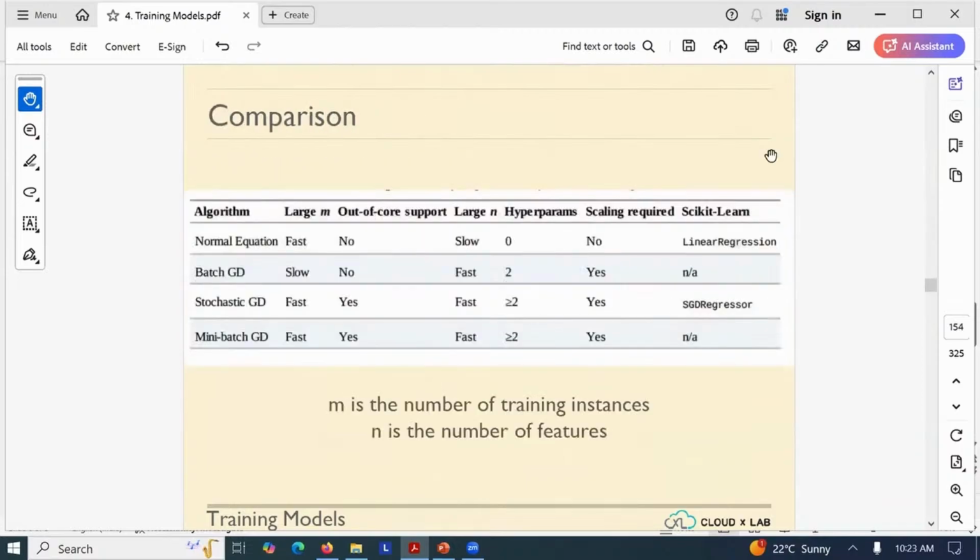Yes. So batch GD, SGD, mini batch GD, all these three need feature scaling. Yes, for the normal equation, not required.